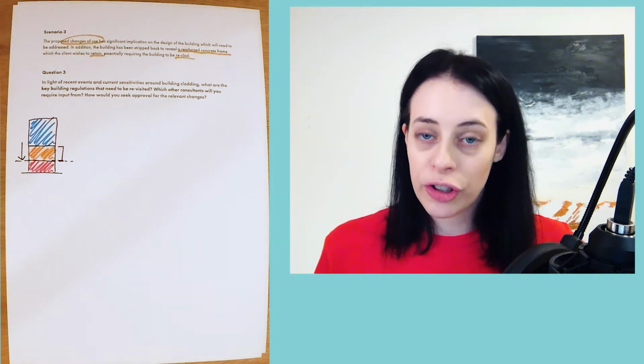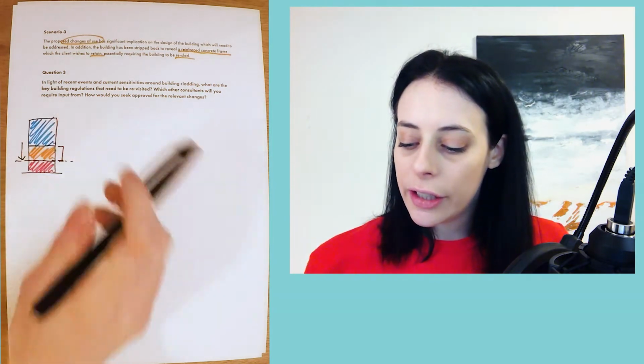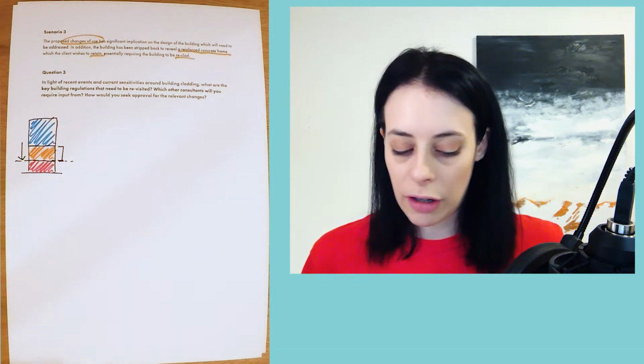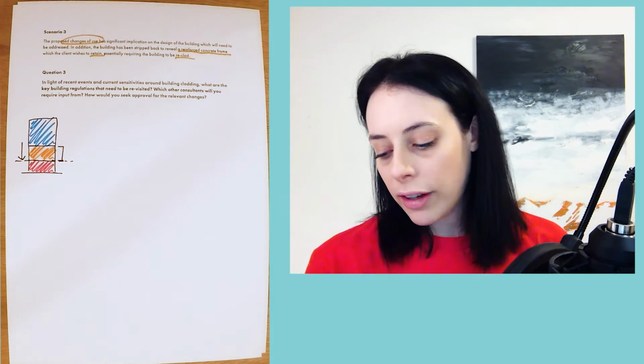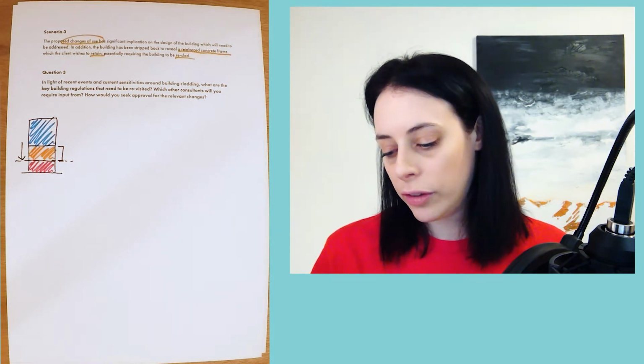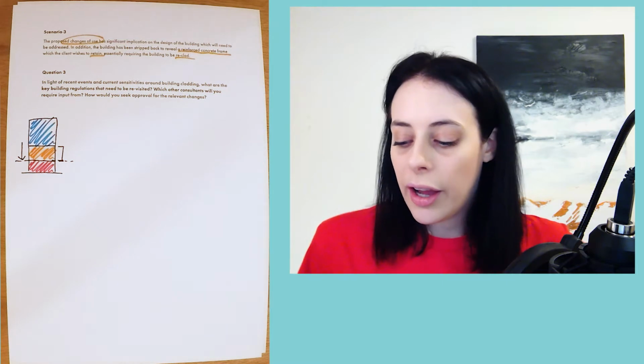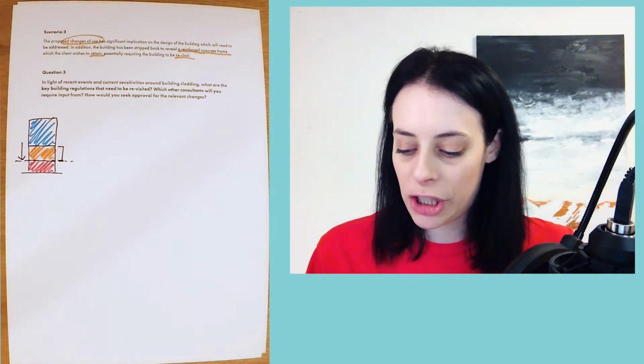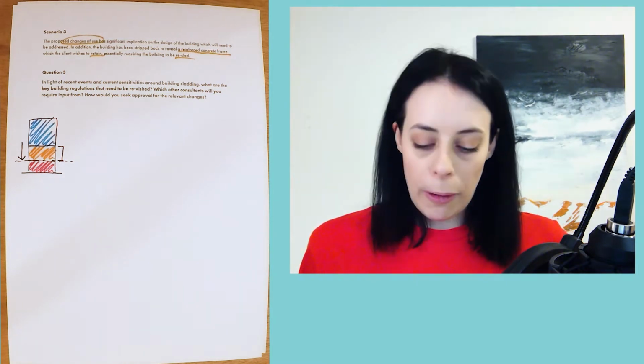So question 3 itself is: in light of recent events and current sensitivities around building cladding, what are the key building regulations that need to be revisited? Which other consultants will you require input from? And how would you seek approval for the relevant changes? So that's a 3-part question, okay?